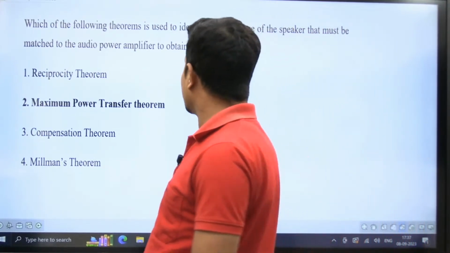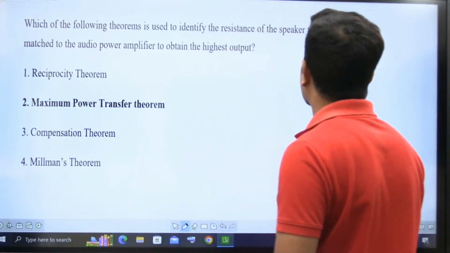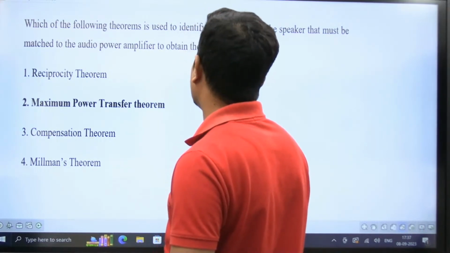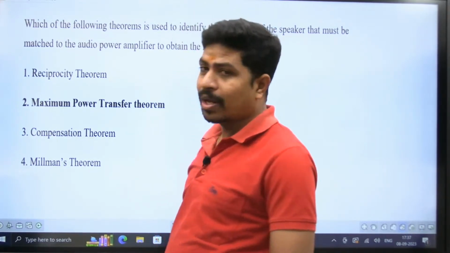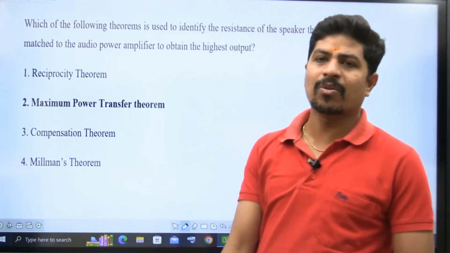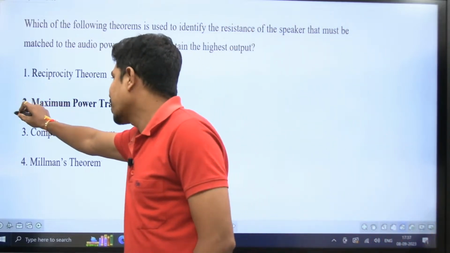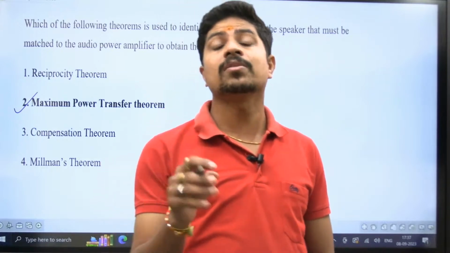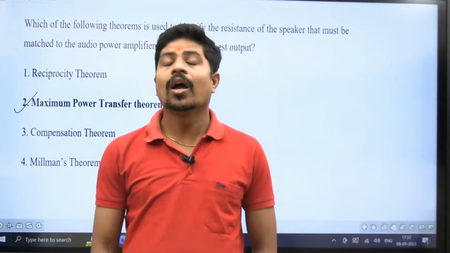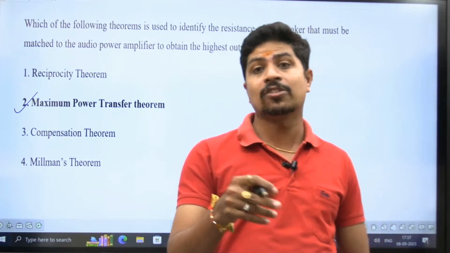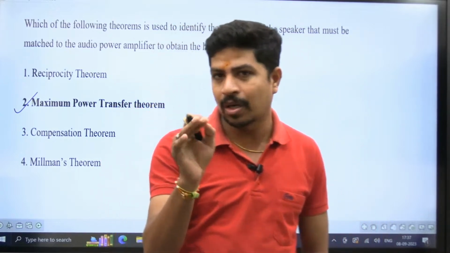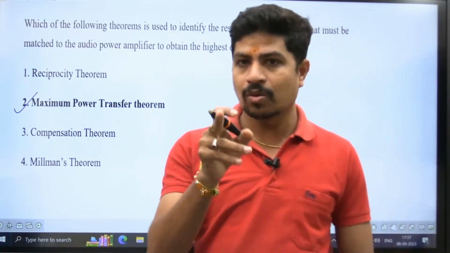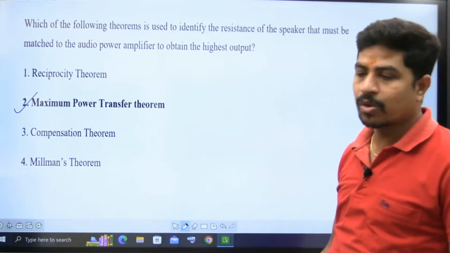Which of the following theorems is used to identify the resistance of the speakers that must be matched to the audio power amplifier to obtain the highest output? Highest output itself, it is saying the maximum power transfer theorem. Answer is maximum power transfer theorem. The maximum power transfer theorem says the load impedance must be equal to source impedance if you want maximum power to be transferred to the load. But during maximum power condition to the load, the efficiency of the circuit is only 50%. 50% of the power is going to be wasted.